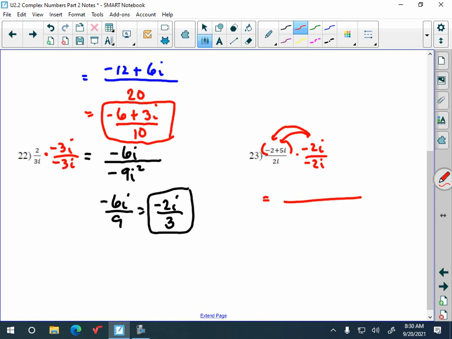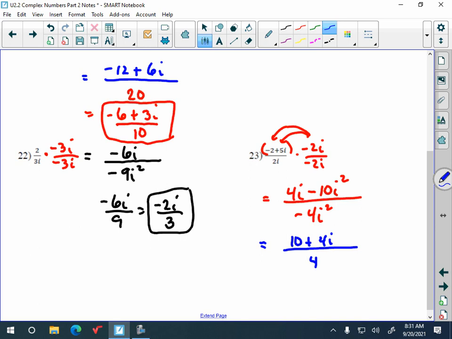All right, negative 2i times negative 2 is positive 4i. Negative 2i times 5i is minus 10i squared. On the bottom, 2i times negative 2i is negative 4i squared. All right, so now we're just going to simplify this, clean it up a little bit. All right, on top, i squared, again, is negative 1 times negative 10 is positive 10. So 10 plus 4i on top. On the bottom, negative 4i squared is really positive 4.